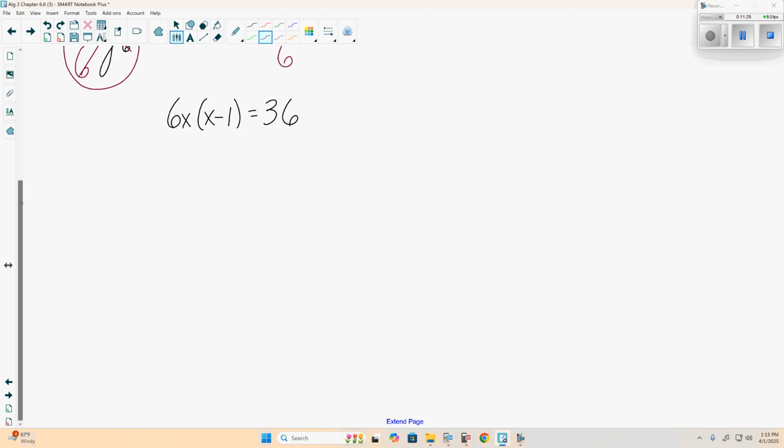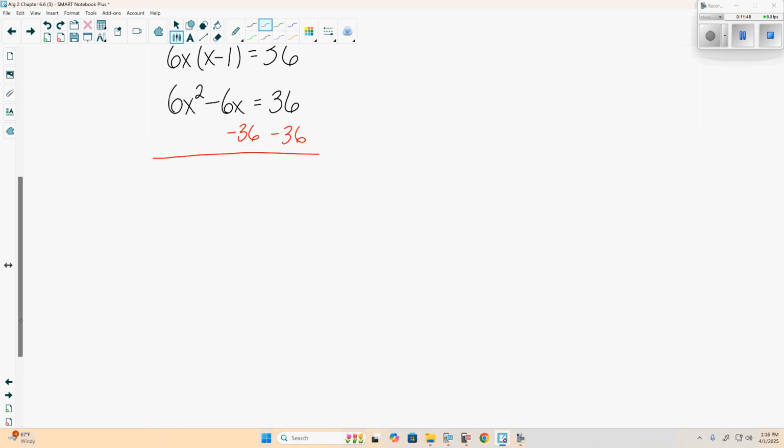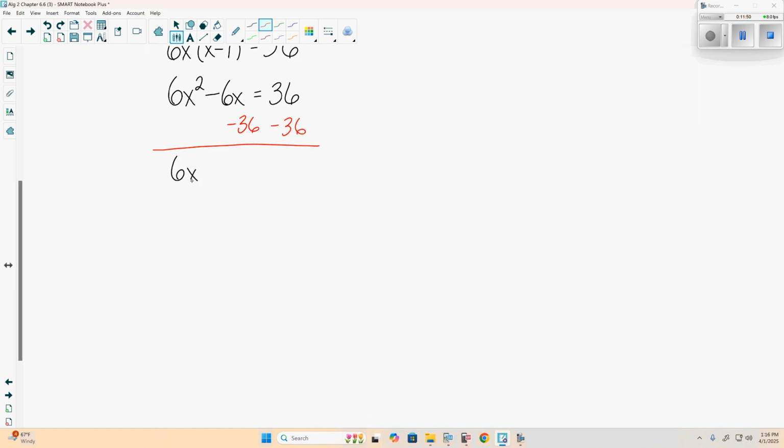Now we just need to simplify some stuff on the left, so we'll distribute. 6x times x is 6x squared. 6x times negative 1 is negative 6x. We got it equal to 0.